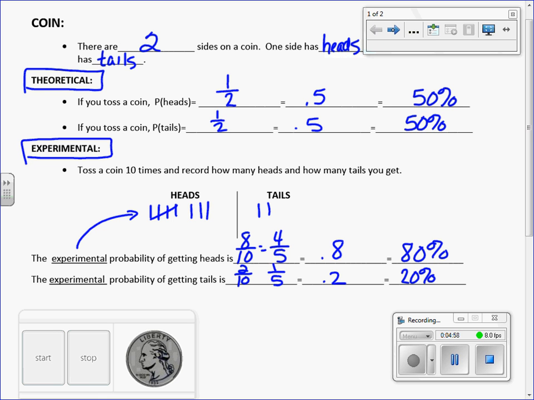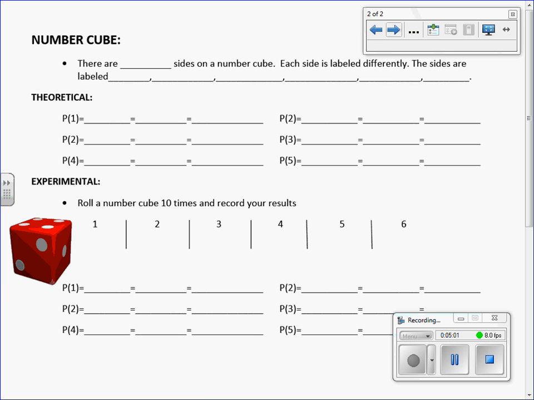So let's go ahead and talk about a number cube. How many sides are there on a number cube? If you think about it, there's 6 sides. Each side is labeled differently. I'm going to use numbers instead of the dots, but they are 1, 2, 3, 4, 5, and 6. So the probability of getting a 1 would be 1 out of 6, which I need to use my calculator. 1 divided by 6 is 0.1 with 6 repeating, which I'm going to round up to 17%.